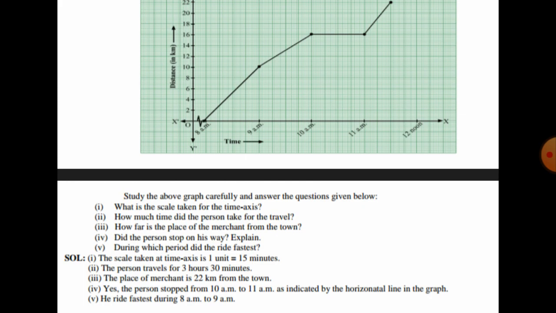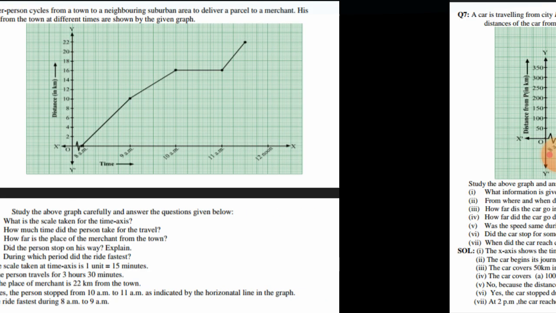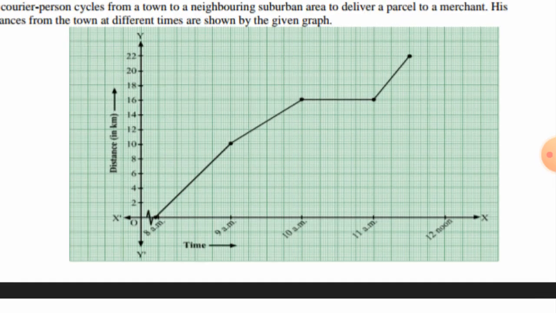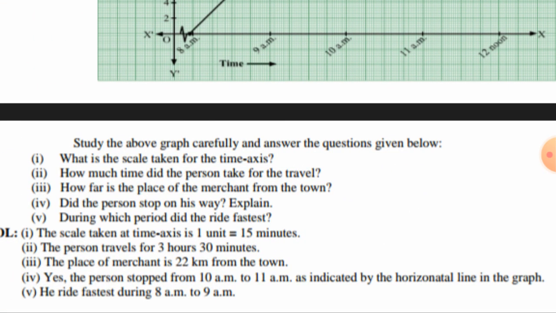And second, how much time did the person take for travel? So how much time is the person taking? The person is traveling for 3 hours and 30 minutes. Now fourth, did the person stop on his way? Explain. Yes, the person stopped on the way. At what time? From 10 a.m. to 11 a.m. he was stopped.